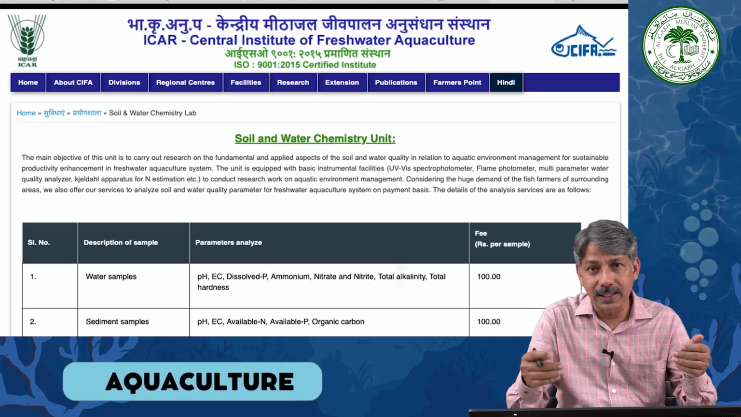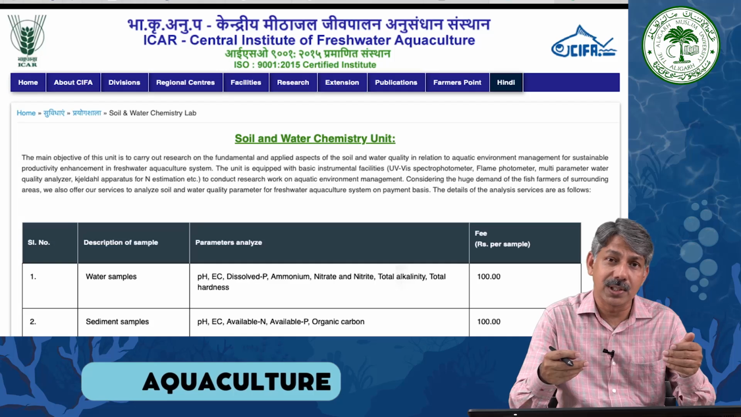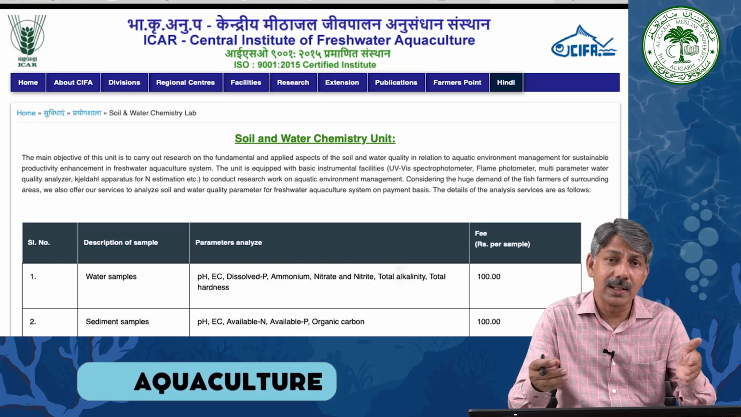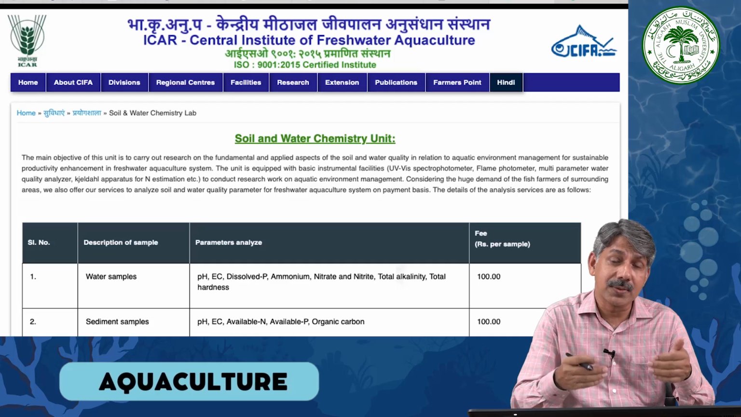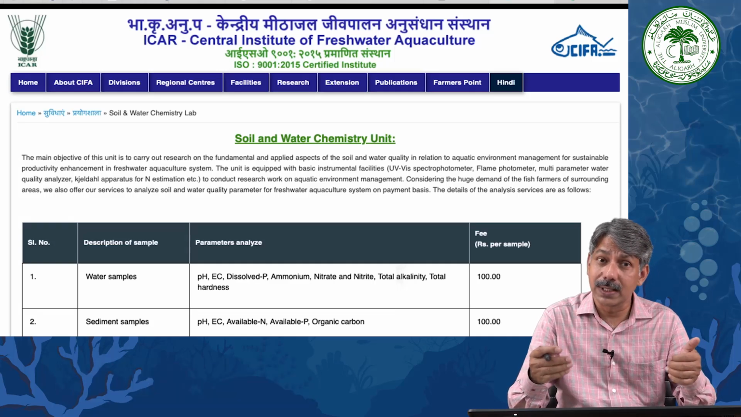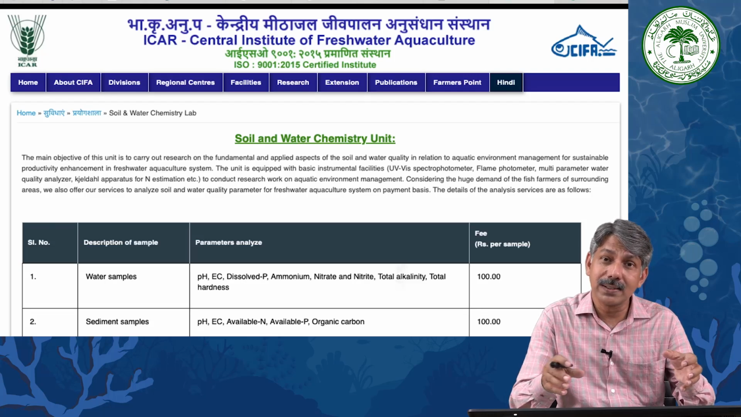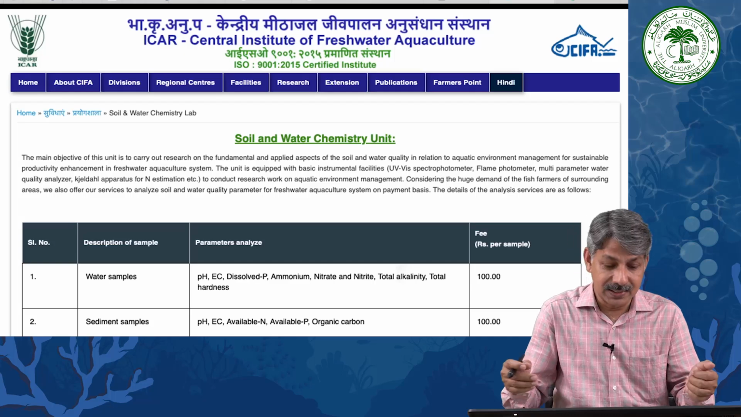One way or the other, you can approach state fisheries department officials, which are there in every district of the country, and their representatives are even at block levels also. They have information on the fish farmers and all. So if you approach the correct person, you can get your samples analyzed very easily.